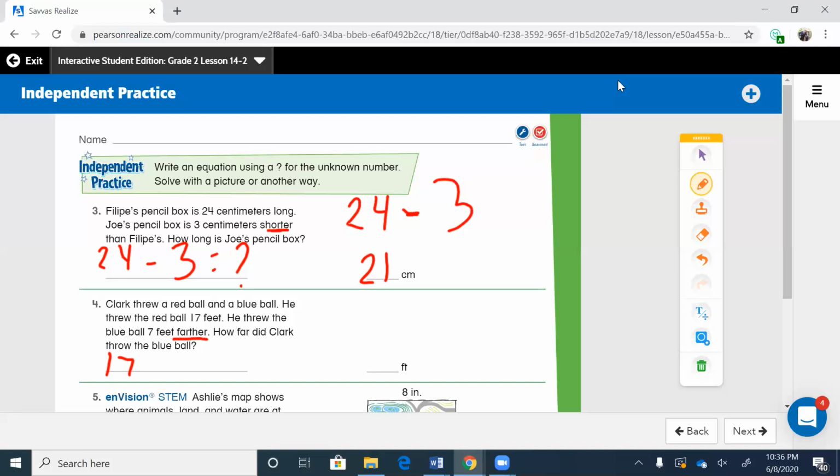So imagine there's a red ball on the ground, and you throw the blue ball, right? And it goes further. It passes the red ball. So if it's going further, we have to add, right? Because the measurement of that blue ball is definitely going to be longer. So let's just pretend Clark throws his red ball. There's your red ball. Now I want to throw it again, but this time I'm going to throw the blue ball. Let's see if I can get it further than the red one.